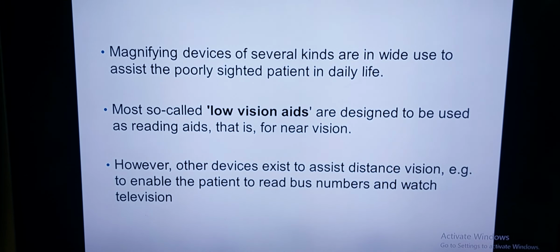Most so-called low vision aids are designed to be used as reading aids, that is, for near vision. However, other devices exist to assist distance vision, for example, to enable the patient to read bus numbers and watch television so that they can at least perform their maximum daily activities without any help.